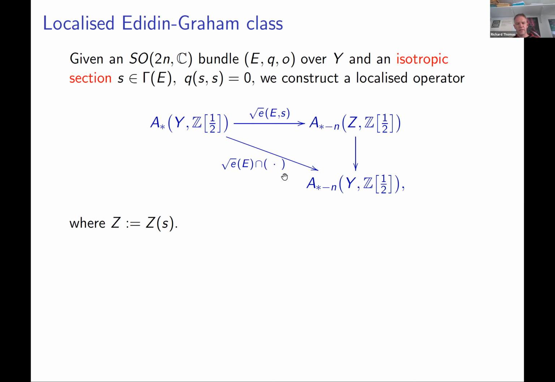This is the result. If I start with some scheme Y with an SO bundle on it, it has this square root Euler class. That's some kind of operator from Chow of Y to Chow of Y shifted in degree. And I'm going to construct a localized operator which lands in Chow of Z, where Z is the zero scheme of S. And then under push forward to Y, this diagram commutes.